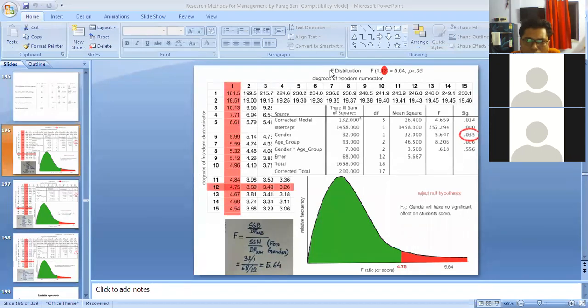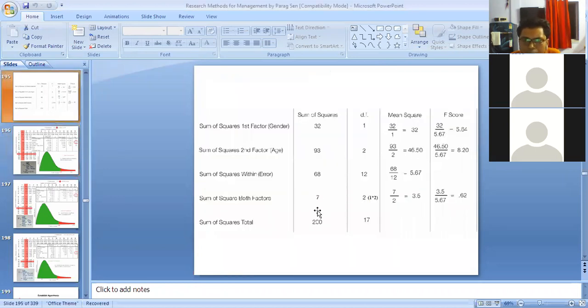Sir, can you repeat how you get this sum of square of both is 7? Yes, definitely. The sum of square for both factors is 7, because if you add all these things, 32 plus 93 plus 68, what will you get? You will get 193. Okay, so if you subtract 193 from 200, you will get 7. So this is the way you can do it.